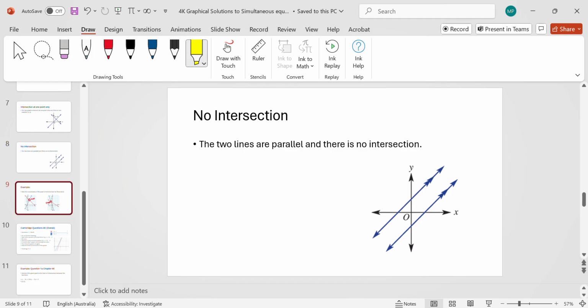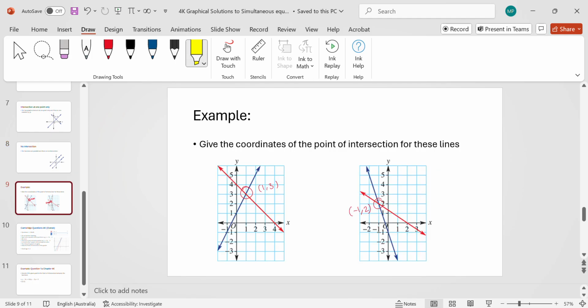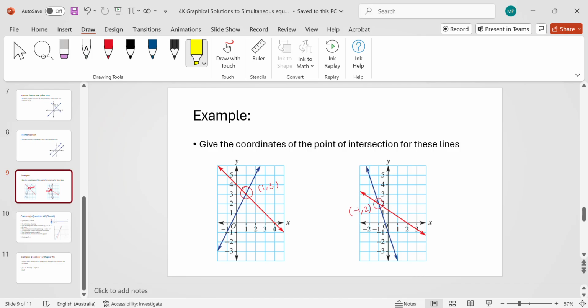So let's just look at an example here, which I've already done. This is what you'll typically be experiencing for now. Give the coordinates of the point of intersection for these lines. Okay, I've already done them for you. If you just have a look at the red and the blue line, you can see that they cross each other at a certain point, and your job is to just point out what that coordinate point is. So in the first one, I have the coordinate point 1, 3. And for the second, I have the point -1, 2.